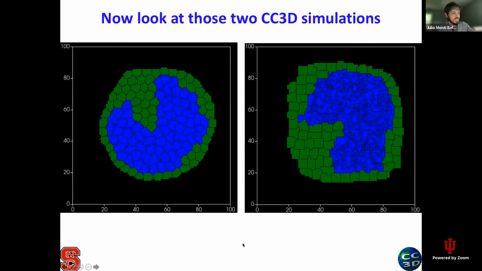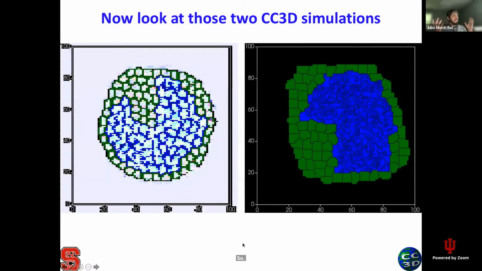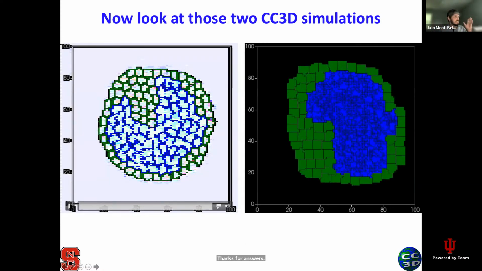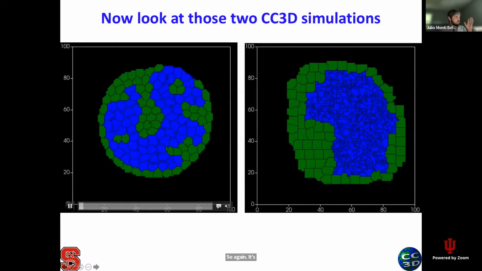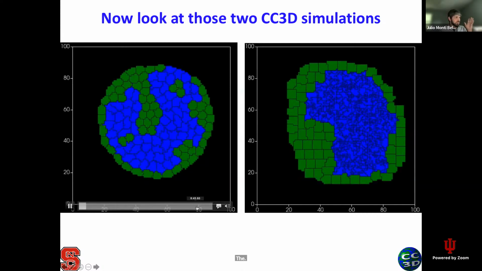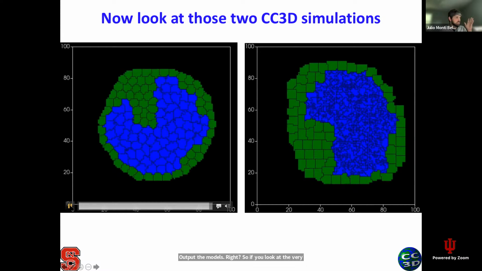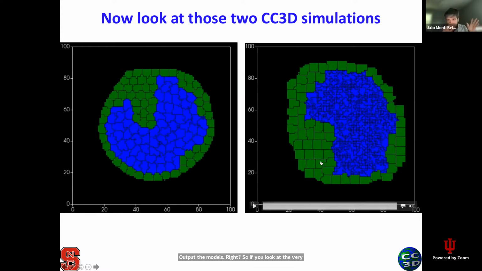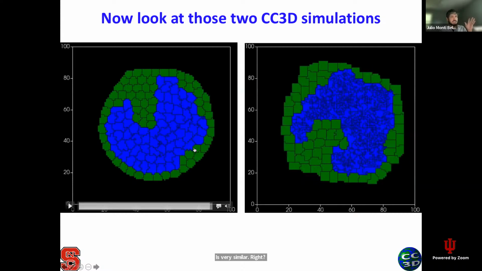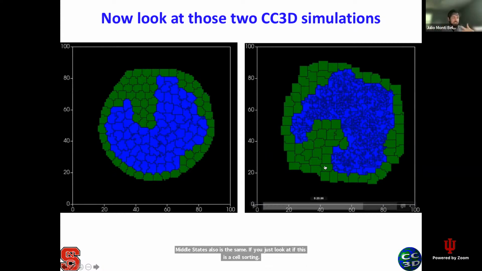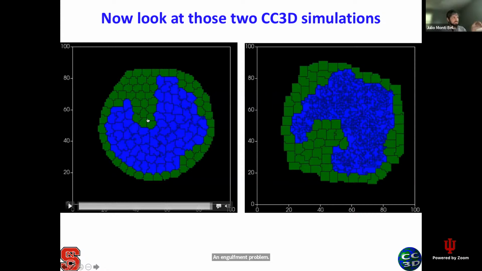So thanks for your answers. So again, it's a situation where the output of the models, right? If you look at the very last frame, it is very similar. Actually, they both have an intermediate state where the initial state is the same. The middle state is also the same. If you just look at this as a cell sorting and engulfment problem, the green is engulfing the blue, right? They even have the same intermediate state.